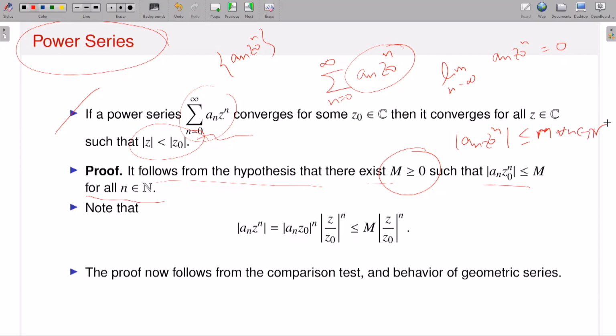Okay, that I can have it, because at some point z naught this converges, which implies that the nth term goes to 0, which implies that my sequence converges, and a convergent sequence is bounded. So therefore I will have a single M such that this is dominated by M for all n.